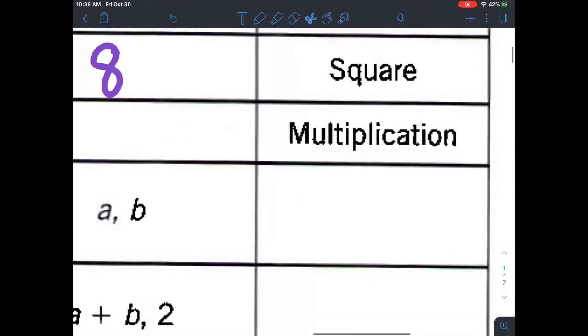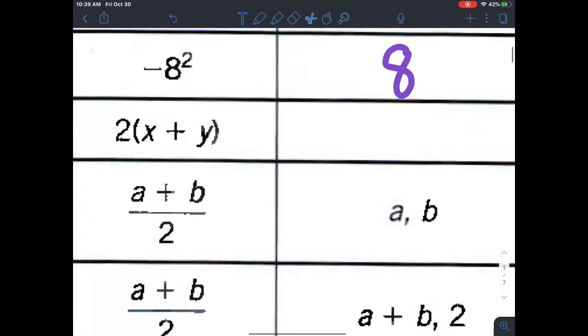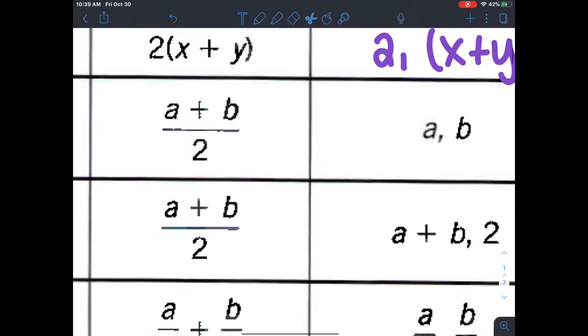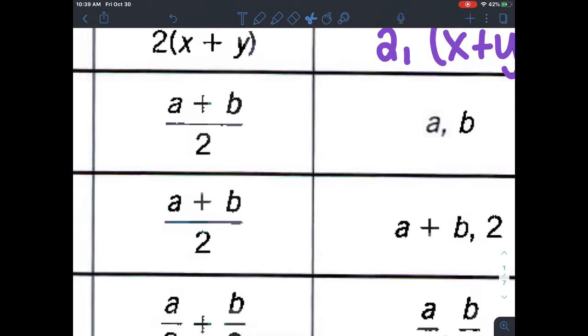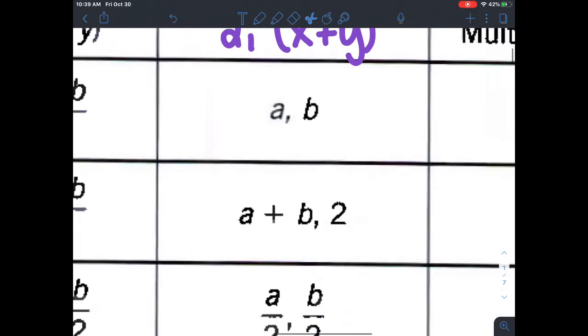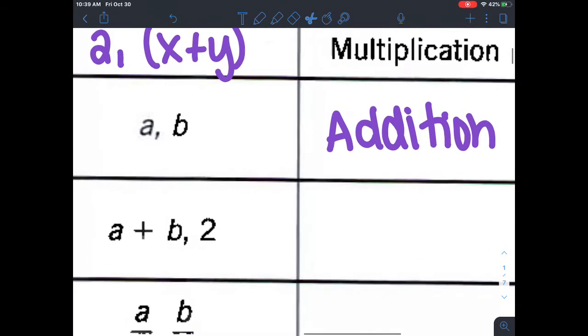We're looking at multiplication. What is being multiplied here? Hopefully you know that parentheses indicate multiplication. So we have the 2 is being multiplied by everything in the parentheses, the x plus y. Then the next one, we have a plus b divided by 2. We're looking specifically at just a and b. What's happening with a and b? We are adding them together.